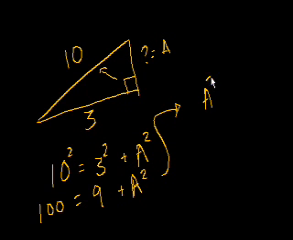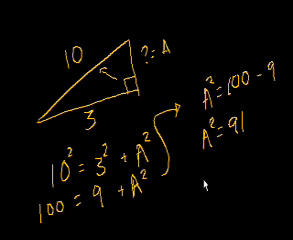or a squared is equal to 100 minus 9. a squared is equal to 91. So a is equal to the square root of 91. And I don't think that can be simplified further either. See, 3 doesn't go into it. I wonder, is 91 a prime number? I'm not sure. As far as I know, we're done with this problem. Let me give you another problem.